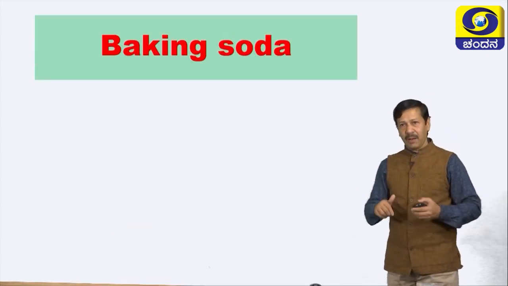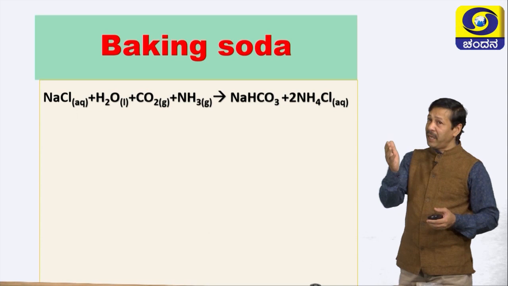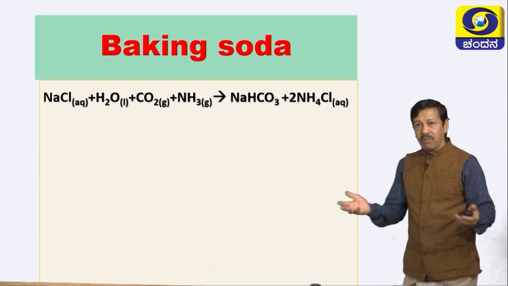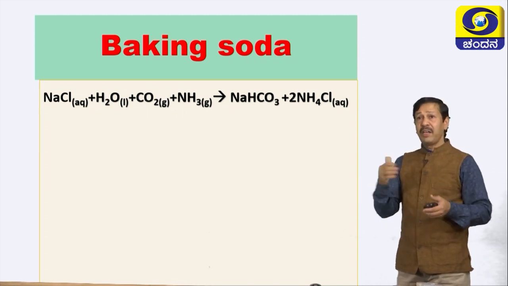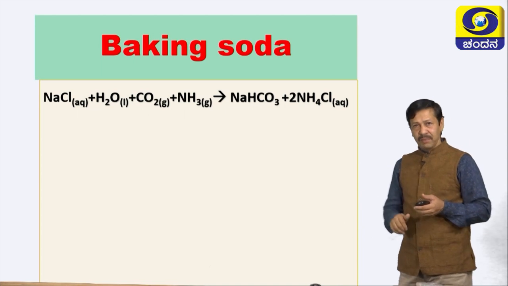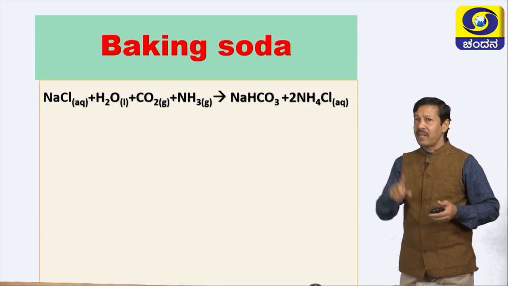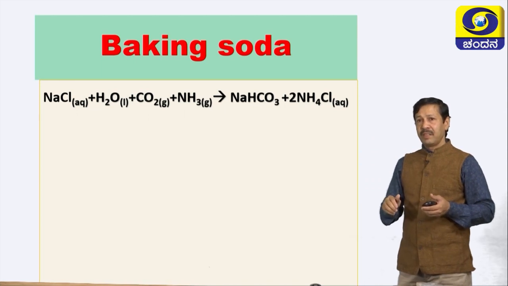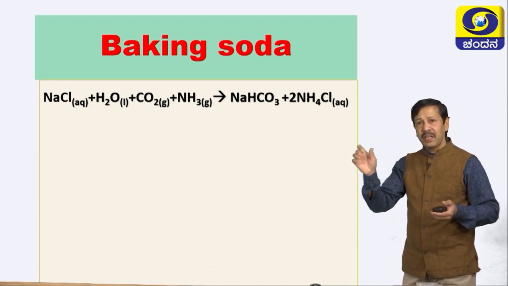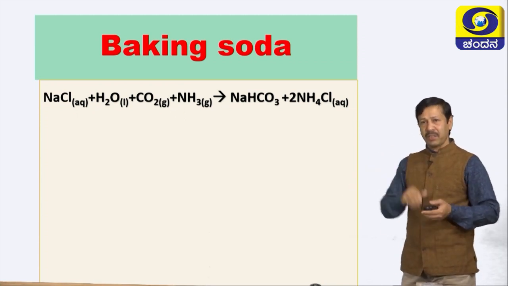Now, let us move on to the next one, that is baking soda. A very important compound used at home itself for baking, also used in bakeries. How is this prepared? The brine means NaCl. Here we are using sodium chloride solution in water, through which we are passing two important gases. One is carbon dioxide, another one is ammonia NH3. Then you are getting NaHCO3, that is baking soda, and ammonium chloride as a byproduct.